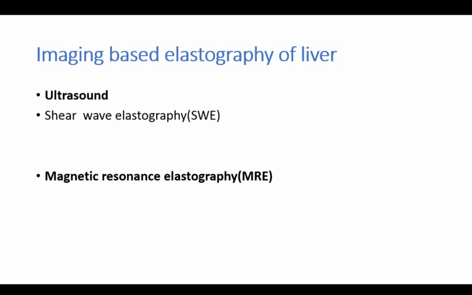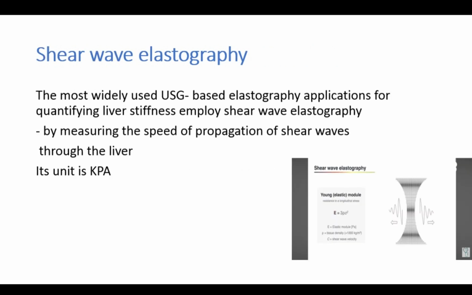Imaging, non-invasive. Elastography can be done in two ways, by ultrasound or by MRI. By ultrasound, we have shear wave elastography, which is the most widely used technique. It is an ultrasonography-based technique: after applying a stimulus to the organ, waves are formed, which are shear waves. The elastography is done by measuring the speed of propagation of these waves across the tissue.